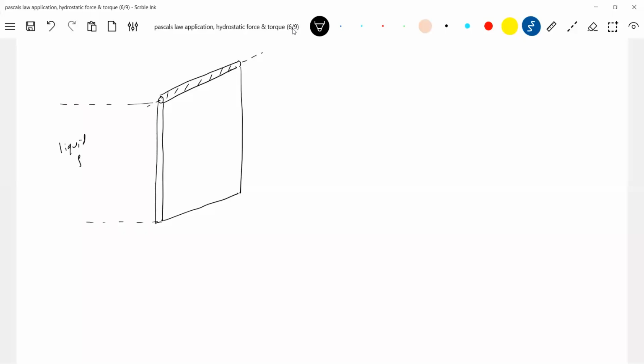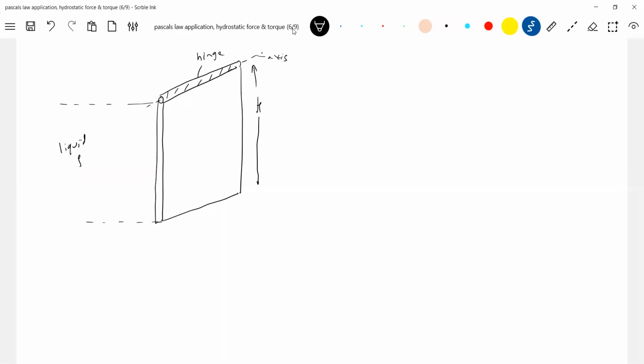of density rho. Let H be the... On the left hand side there's a liquid. Here everything, this is air. So what force? And it is hinged here. So this is a hinge. So this is free to rotate about this axis, about the hinge.